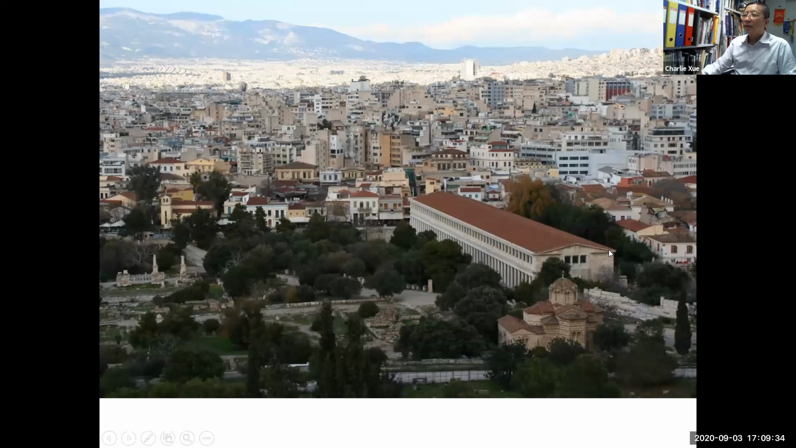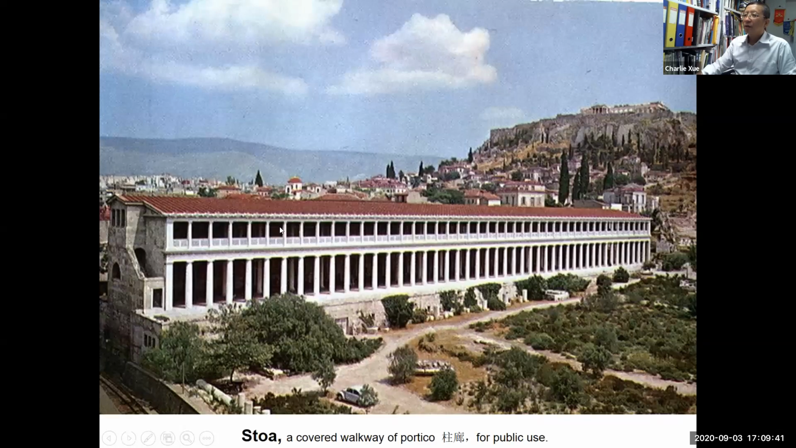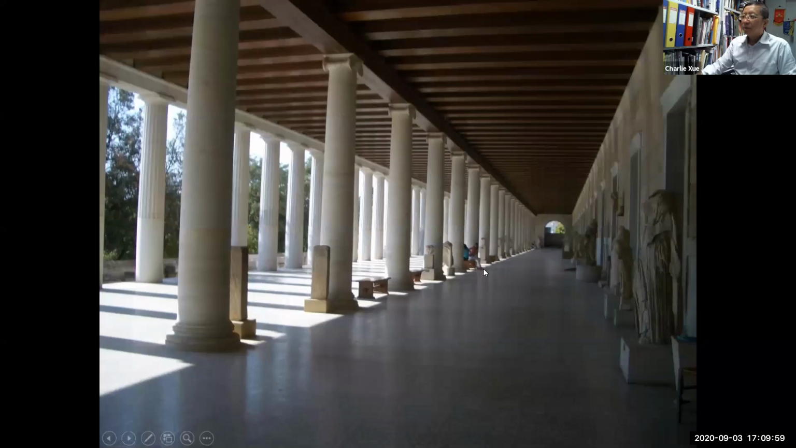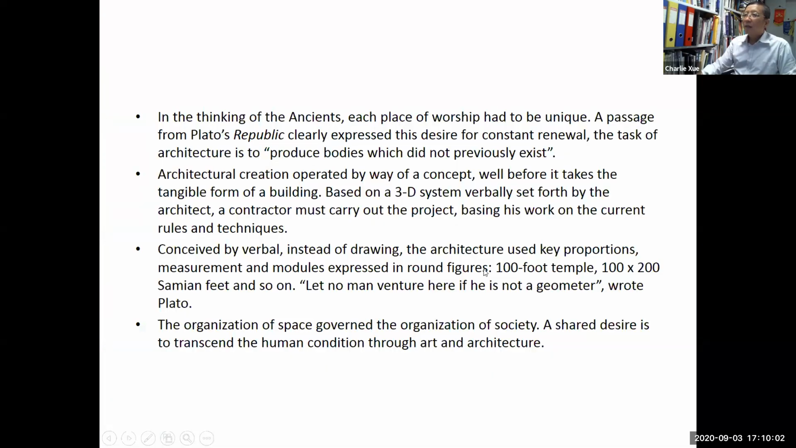Those are the stone long house of the Greek house, but now restored. Stoa, a covered walkway for public use. You can see. Of course, this is restored, rebuilt. This may be the last one. Yes, this is the last one.